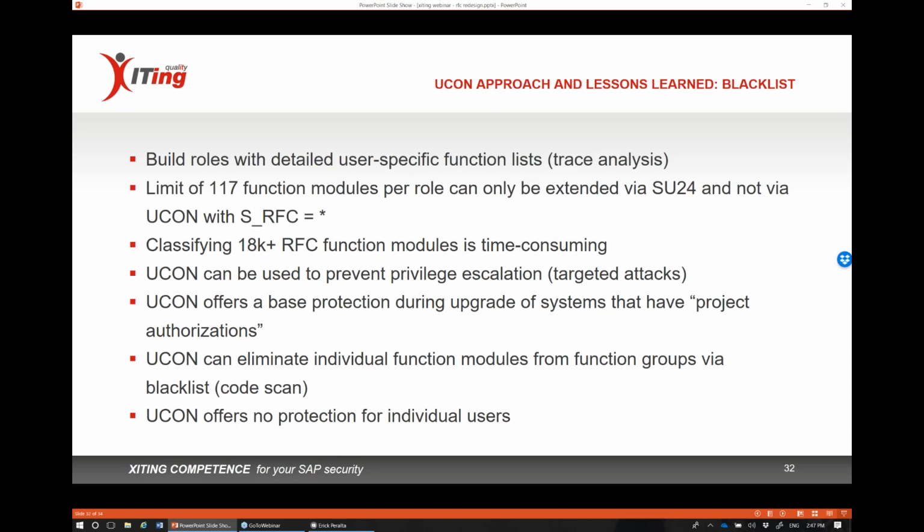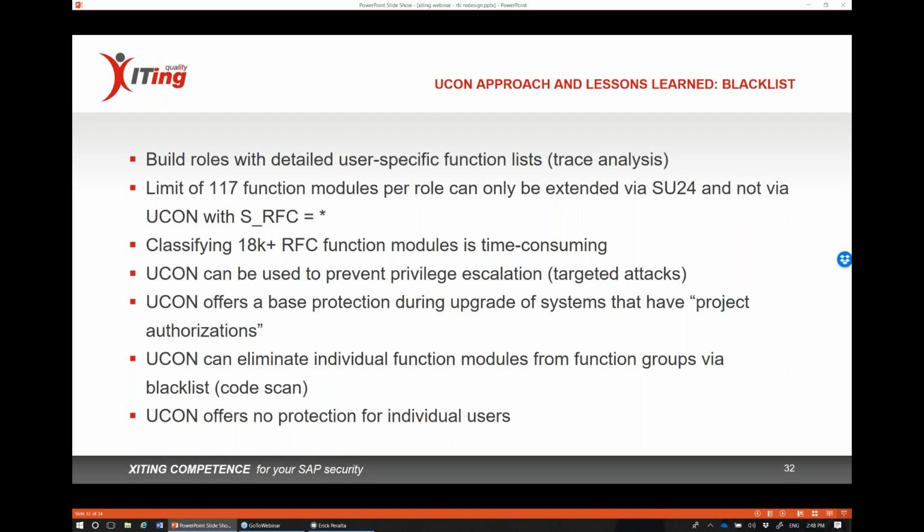Just as one example, if we have a function module like BAPI user create, where we can create a user, which is a remote enabled function module, so we can call that function module from a dev system in prod. If that interface is open and I have access to that, then I can execute and create a user in production. With UCON, we can either block that RFC or that function module, or we have it open.